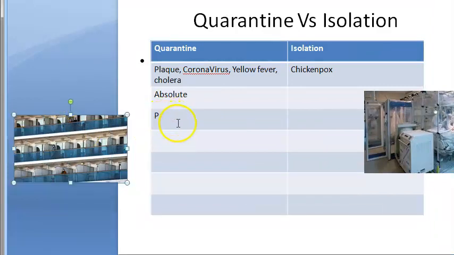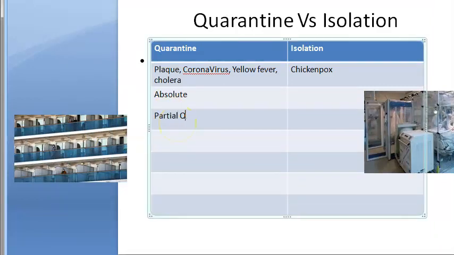See, partial quarantine means it is like selective or partial limitation of movement, like the child cannot go to school, okay. So this is practiced for chicken pox, scabies, diphtheria, etc. Okay, it is like exclusion of children from school.